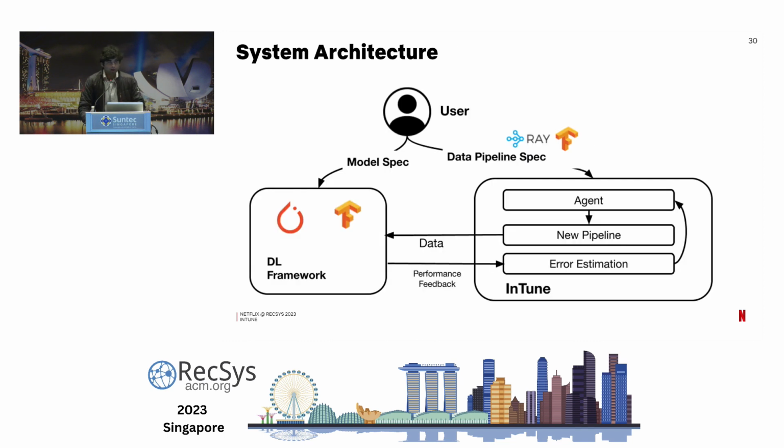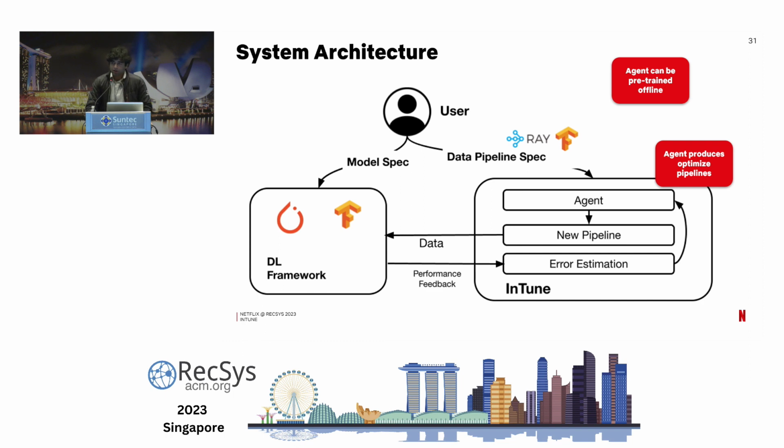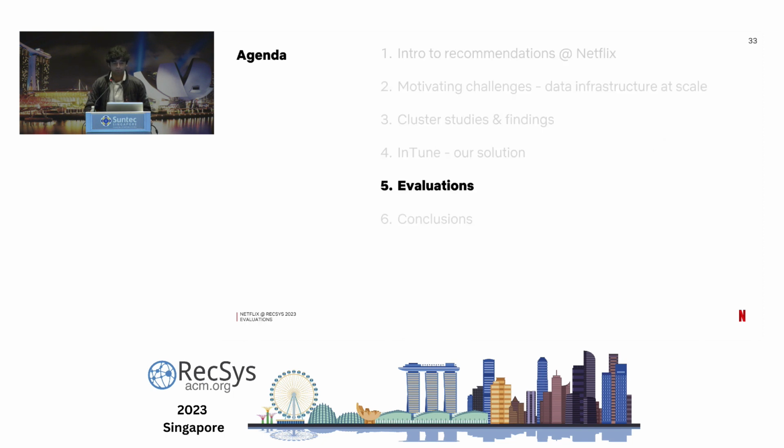The system architecture is, again, fairly straightforward. We take in a data pipeline specification written in a standard deep learning framework. We wrap that under our agent, use that to produce new optimized pipelines, use that to feed data into the model, collect performance feedback to create the reward, and update the agent over time. The agent can, of course, be pre-trained offline on historical data pipelines and then updated online again for the ongoing training. This process turns into an iterative optimization problem where it's slowly shifting the resource distributions across stages to finally achieve that optimized pipeline that maximizes throughput.